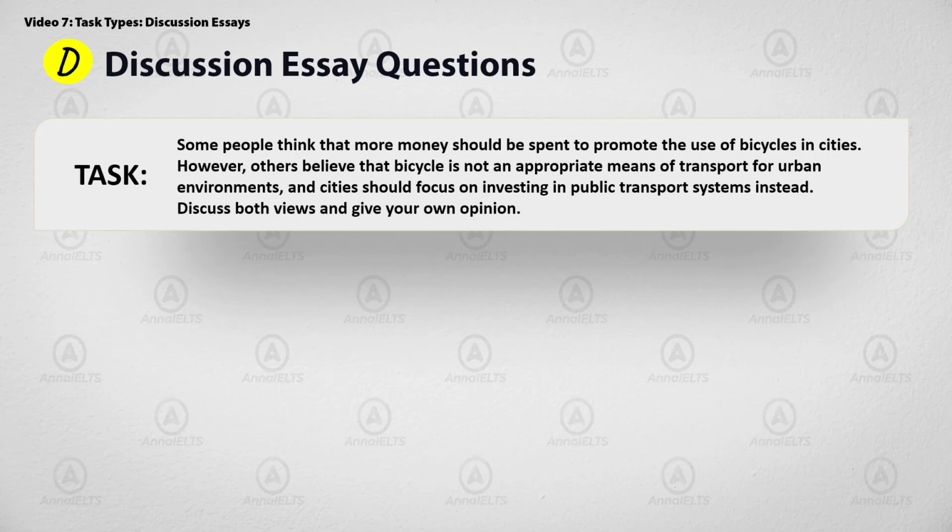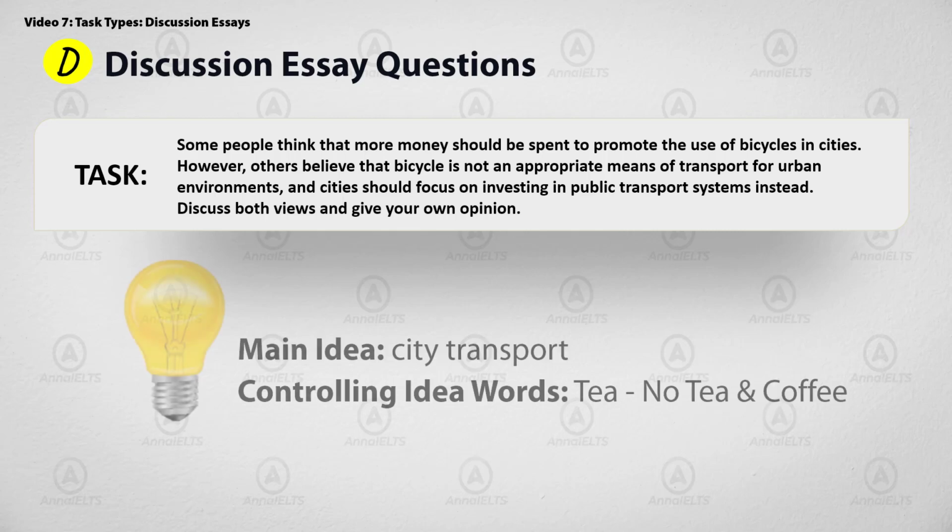Let's see one example. Some people think that more money should be spent to promote the use of bicycles in cities. However, others believe that bicycle is not an appropriate means of transportation for urban environments, and cities should focus on investing in public transport systems instead. Discuss both views and give your own opinion. Let's analyze the task. What's the main idea? Well, the main idea is city transport.